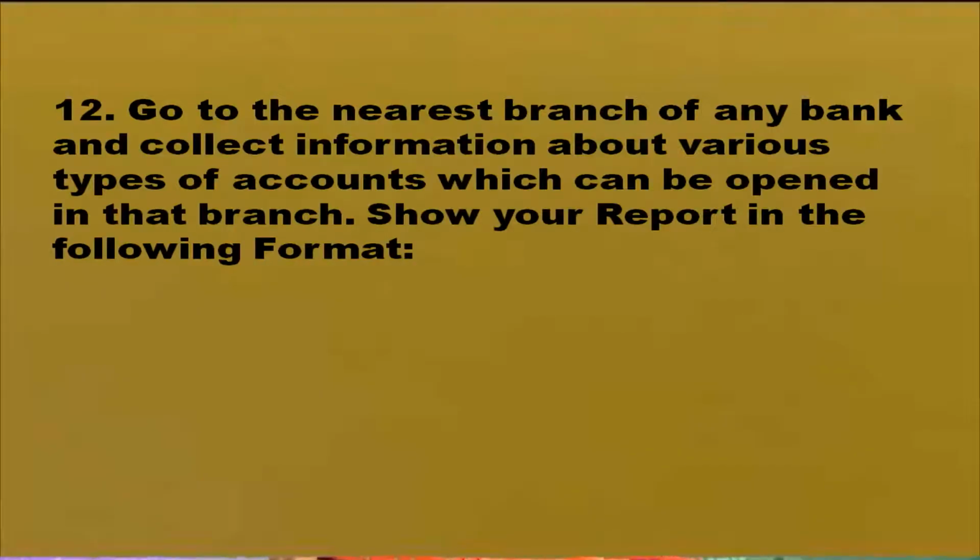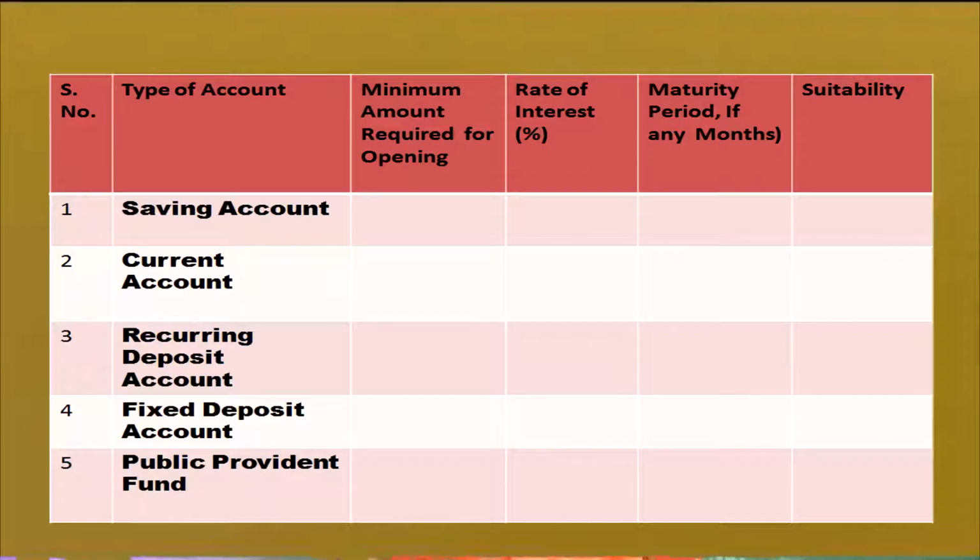Going to another report, go to the nearest branch of any bank and collect information about various types of accounts which can be opened in that branch and show your report in this form: serial number, type of account, minimum amount that is required for opening that account, rate of interest, maturity period and its suitability. I have also given types of accounts like savings account, current account, recurring deposit account, like that. Savings account is aimed to encourage saving habit among the customers.